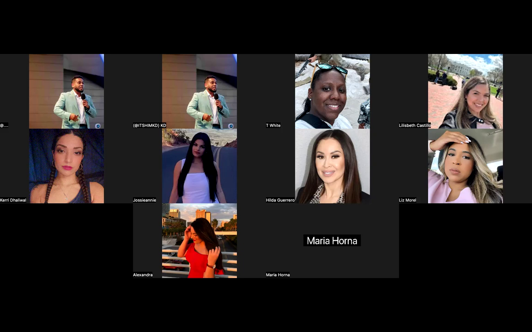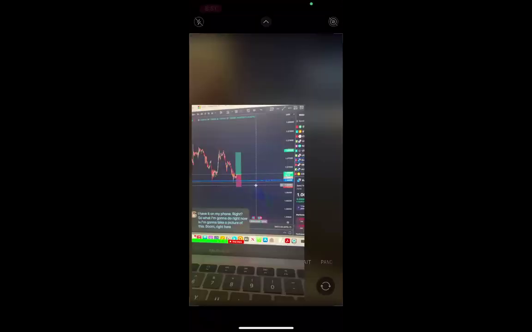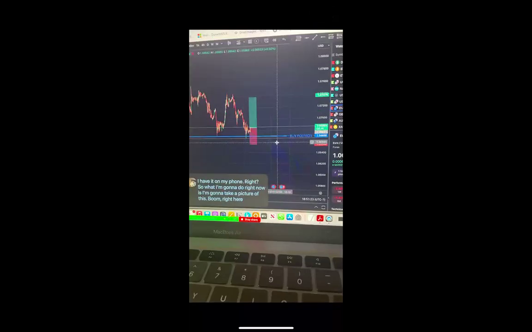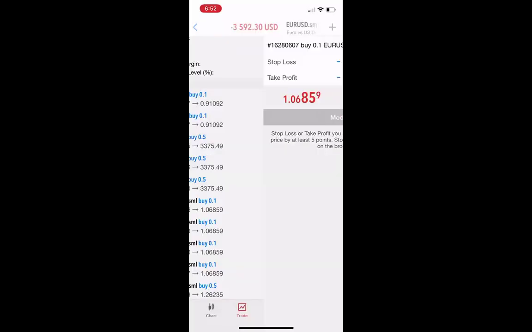Boom. Now what I'm going to do is stop sharing the screen on my computer, and I'm going to share the screen on my phone, and show you guys how I set my take profit and stop loss. Okay. Share my screen. Boom. I took the picture. Picture's right here. Now it tells me my stop loss, which is the red. So I come right here. I press the trade. I press modify precision.